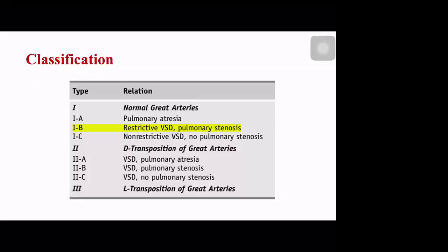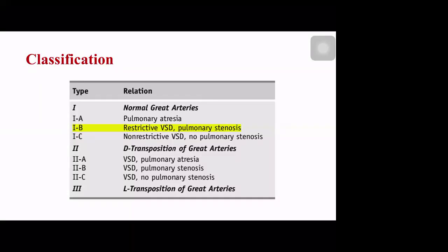Now coming to the classification, which is very important. The classification is a little difficult to understand. It is of three types: type 1, type 2, and type 3. This classification is based broadly on the orientation of the great arteries. In type 1, there is no abnormal orientation, so there will be normal great arteries. In type 2, there will be DTGA, and in type 3, there will be LTGA.